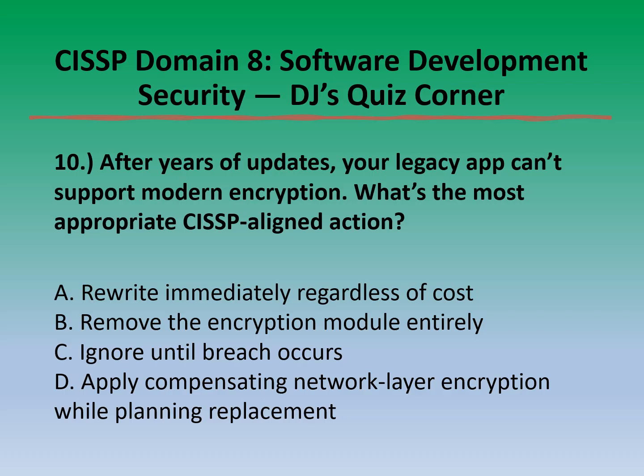Question 10. After years of updates, your legacy application can't support modern encryption. What's the most appropriate CISSP aligned action? A. Rewrite immediately, regardless of cost. B. Remove the encryption module entirely. C. Ignore until breach occurs. D. Apply compensating network layer encryption while planning replacement.